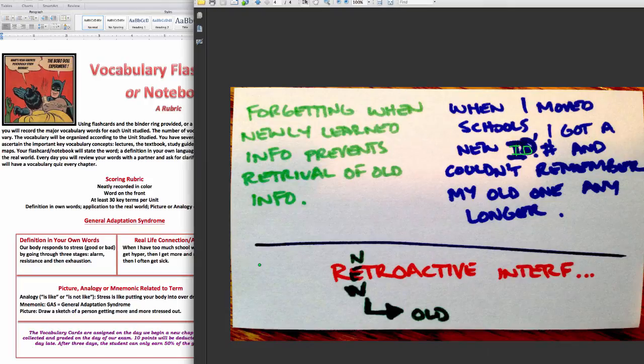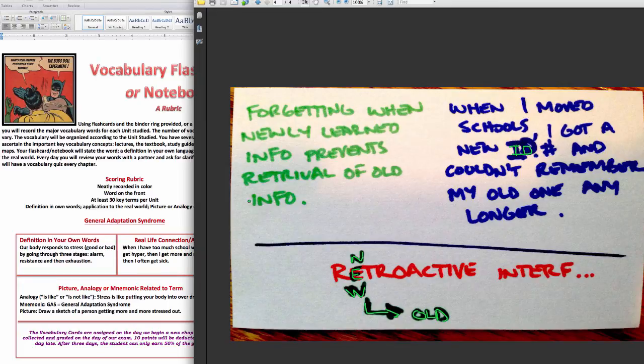And I did a mnemonic to help me remember this one on the bottom. Retroactive interference: we take the E here, and we say that new information interferes with old information. And that helps you remember retroactive interference. As we'll see in class, for the other type of interference, we're going to use a similar mnemonic to help us remember that. But vocabulary cards are key.